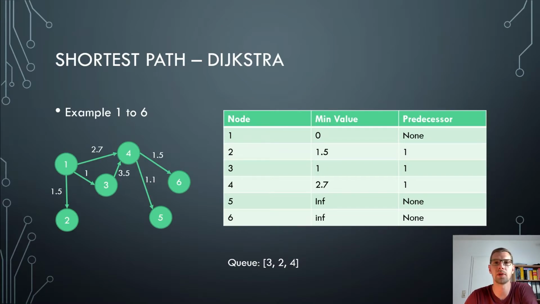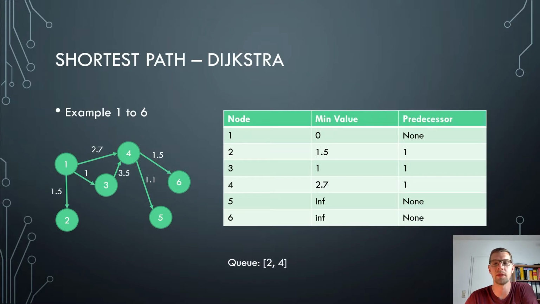Alright, so let's work on node 3. Node 3 has just one single successor, and that is the 4. Now we sum up the 1 that we have as minimum value to the node 3 plus the costs from node 3 to node 4, and that is 3.5. So we are at 4.5 overall to reach node 4.